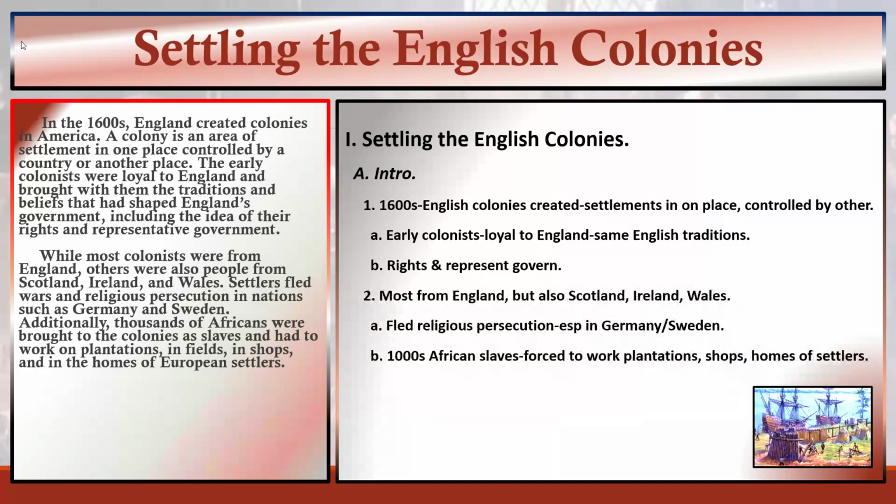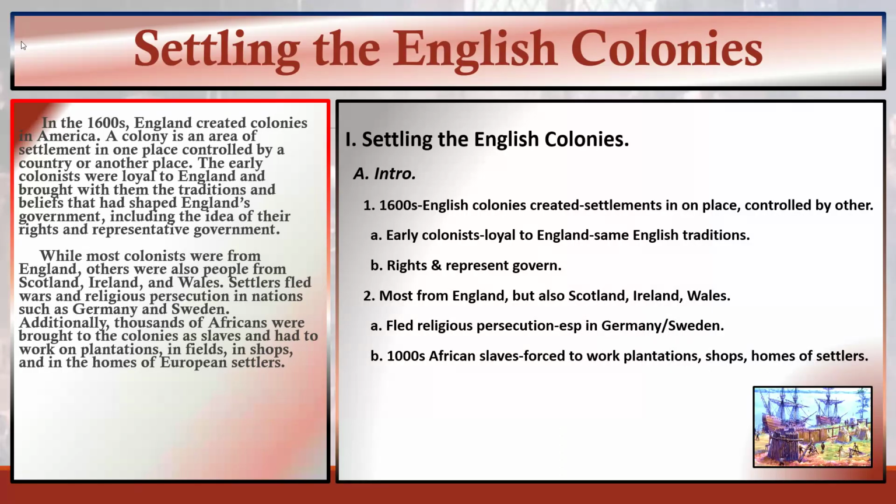Paragraph two: most from England, but also Scotland, Ireland, and Wales. I really kept that simple. Fled religious persecution, especially Germany and Sweden. I could have said wars and political persecution. I just went with a religious one. Thousands of African slaves forced to work plantations, shops, homes, and settlers. Done. So I just had an A and a B there.